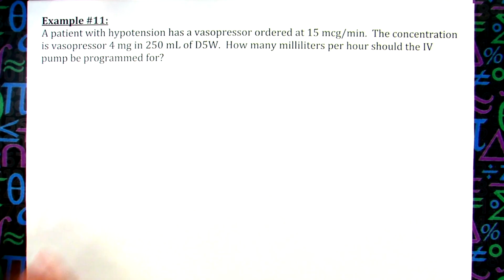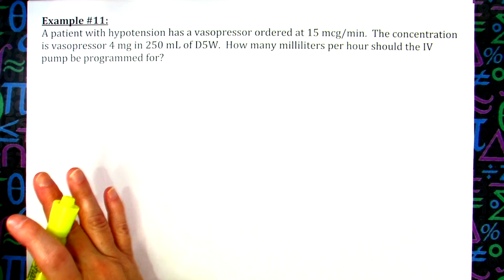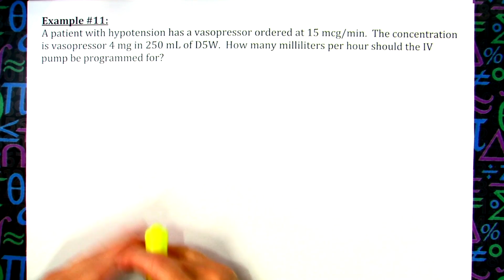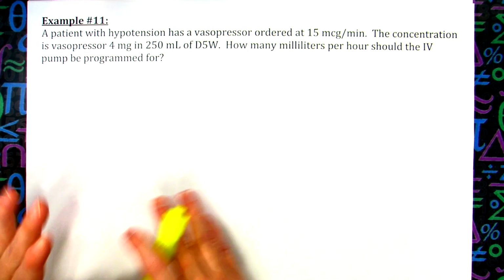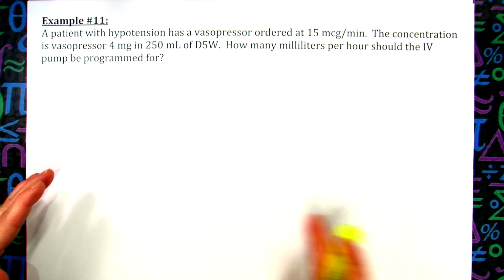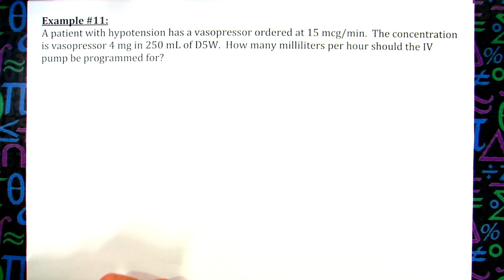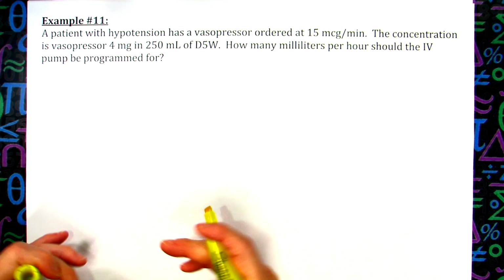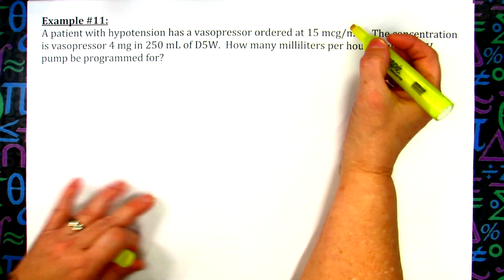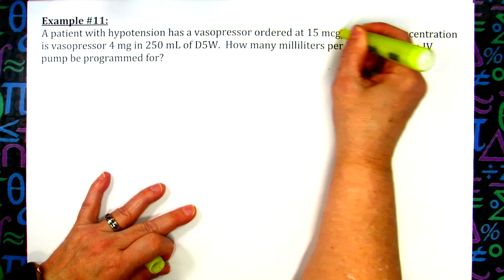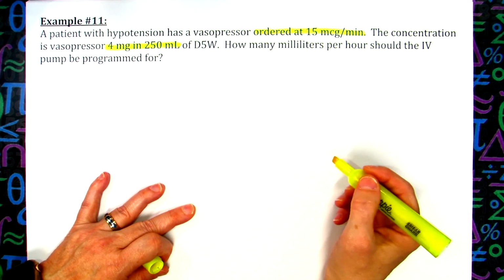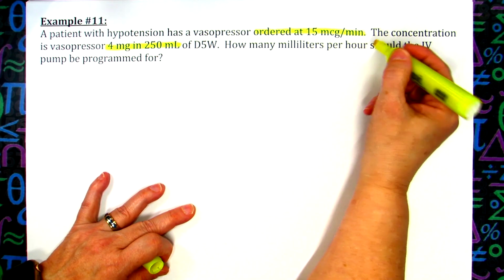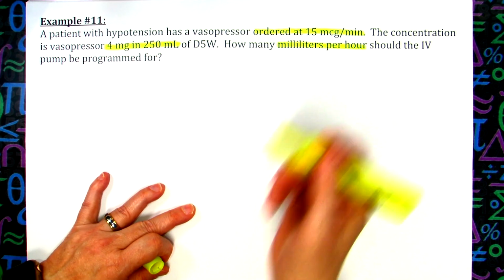All right, so again, this is just going to involve at least 4 things that we have to multiply together. I'm going to start with that available concentration, multiply by a conversion factor, then take what's ordered and multiply by the conversion factor. But again, the order in which you multiply things does not matter. I'm just doing that so that the labels nicely line up and you can easily see why things are getting crossed out, where they're getting crossed out. Okay, so we were ordered 15 micrograms per minute. The concentration is 4 milligrams in 250 milliliters. And again, our answer, milliliters per hour.